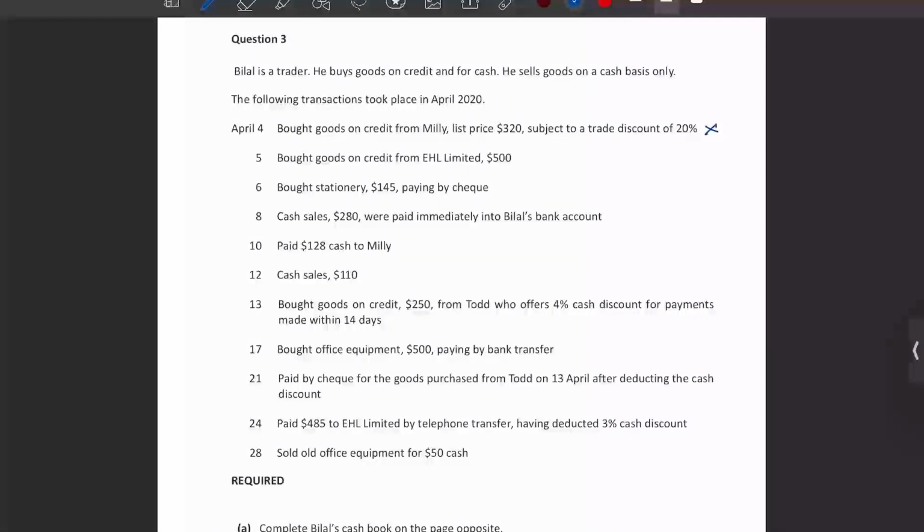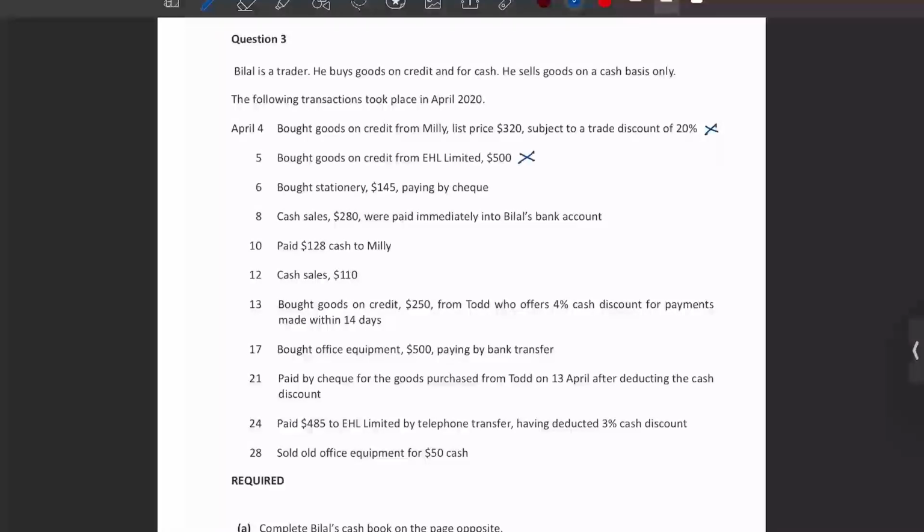Read the second one and tell me, should I take or not take? Is the word cash mentioned? No. Is the word bank mentioned? No. Cash or bank is not mentioned. Don't take it. Look at the sixth one.